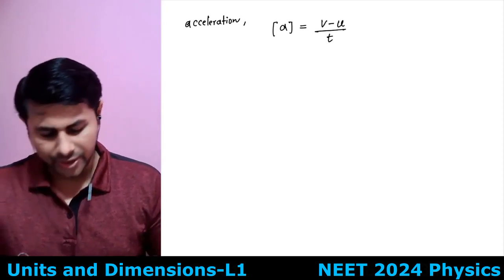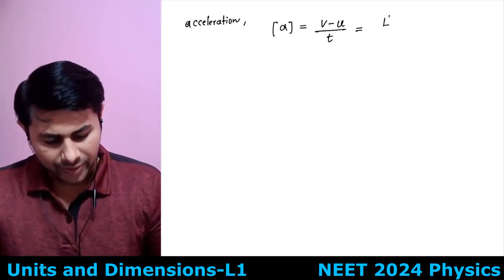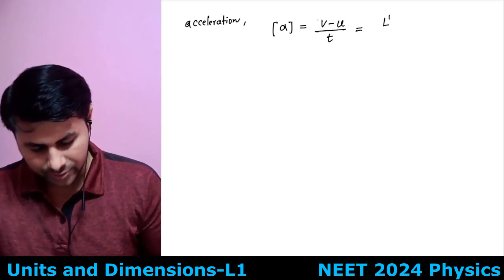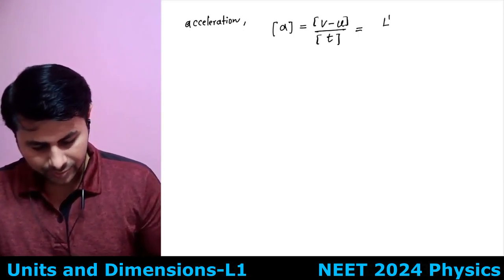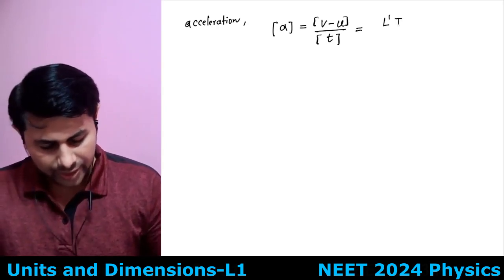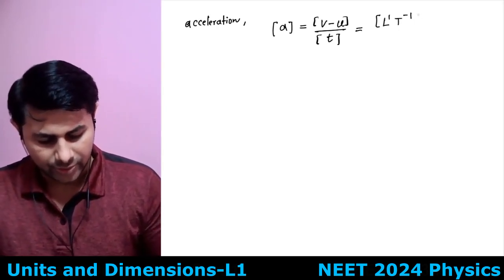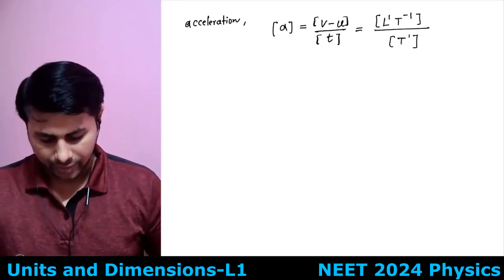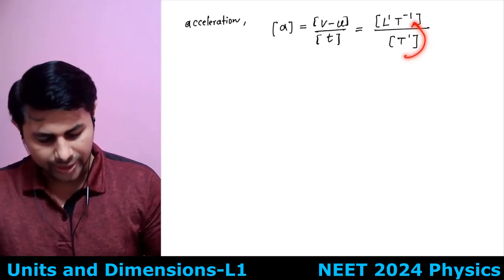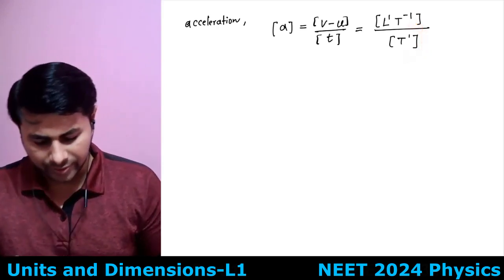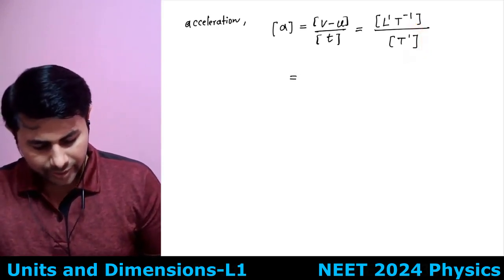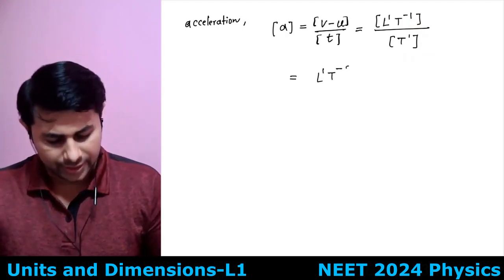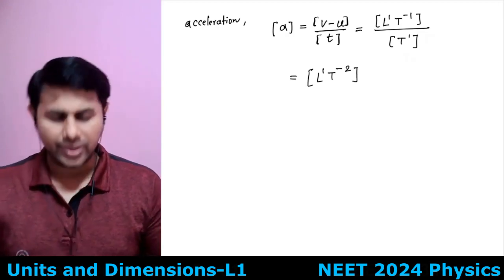So what are the dimensions? L1 t raised to minus 1. I need to put this in the box. We just found the dimensions of velocity, and in the denominator I have t raised to 1. If I take that into the numerator, it becomes t raised to minus 1. So I have L raised to 1, t raised to minus 1 times t raised to minus 1, that is t raised to minus 2. So L1 t raised to minus 2.